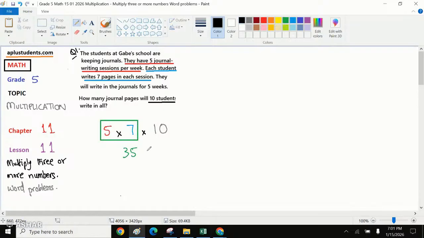And whenever we are multiplying a number that is ending with a 0, what we do is we remember how many zeros are there. There's a single 0, right? And 35 is multiplied by 1. What is 35 multiplied by 1?